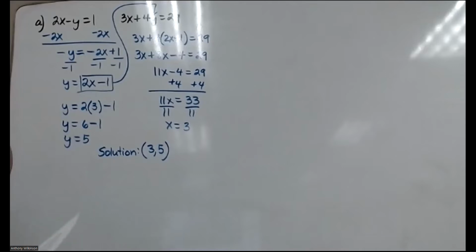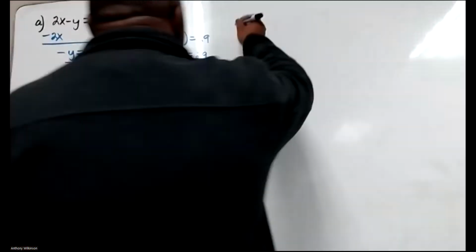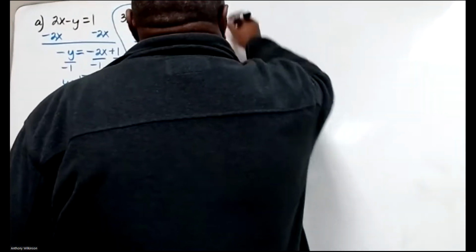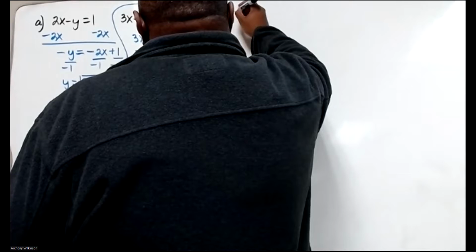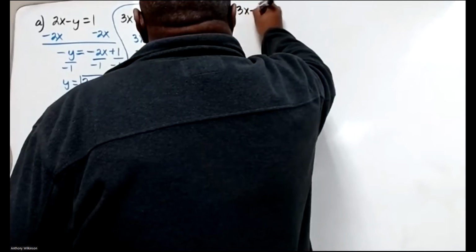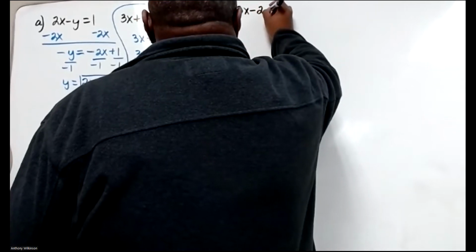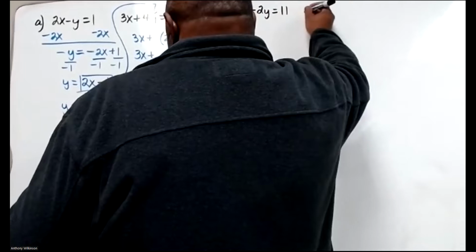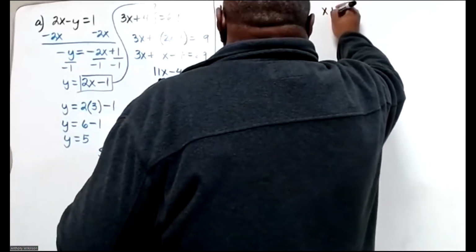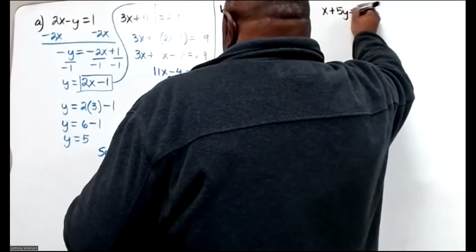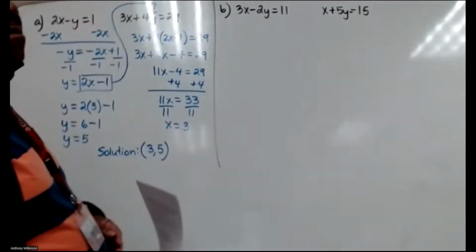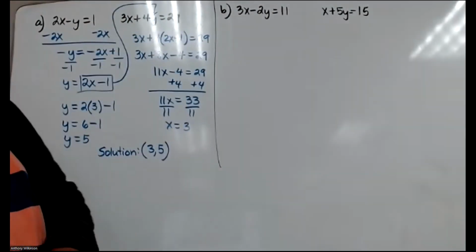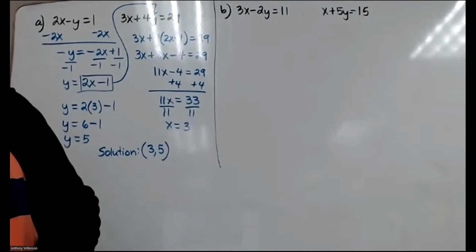And that should read part B, not number 42. But this is part B. So we got 3x minus 2y is equal to 11. And the other equation is x plus 5y equals 15. And here I want to solve this system of equations.